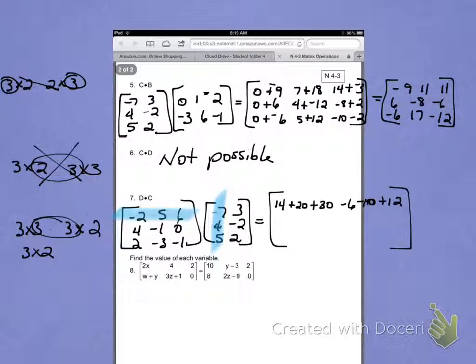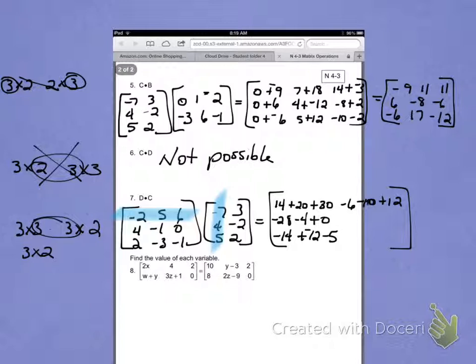Okay? Middle section, 4 times negative 7 is negative 28. Negative 1 times 4 is minus 4. 0 times 5 is 0. Then down in this next spot, that's plus 0. Now in the next spot, we've got 2 times negative 7 is negative 14, plus negative 3 times 4 is going to be negative 12, and then negative 1 times 5 is minus 5.